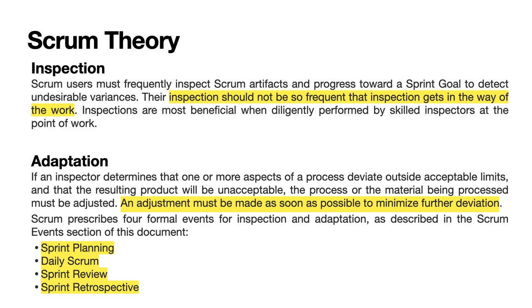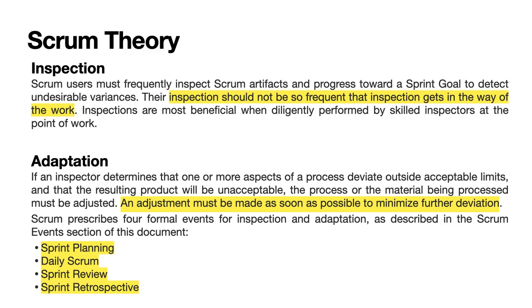Inspection. Scrum users must frequently inspect Scrum artifacts and progress toward a Sprint Goal to detect undesirable variances. Their inspection should not be so frequent that inspection gets in the way of the work. Inspections are most beneficial when diligently performed by skilled inspectors at the point of work.